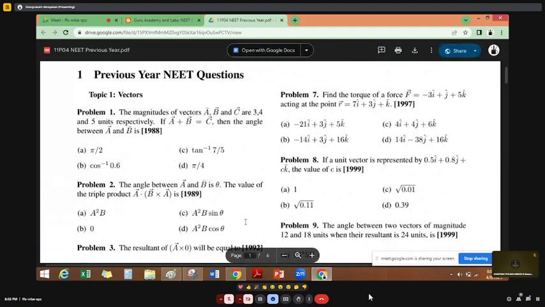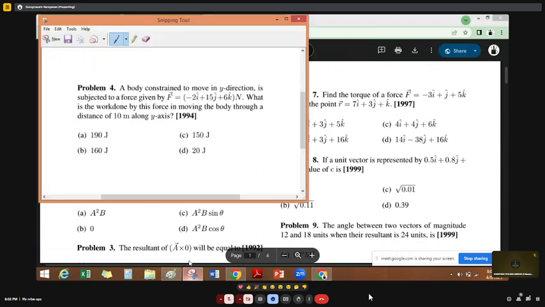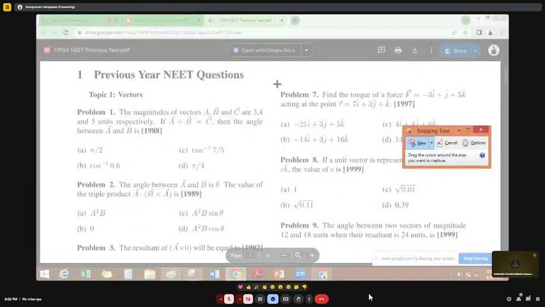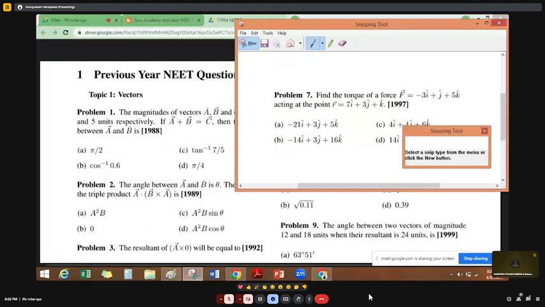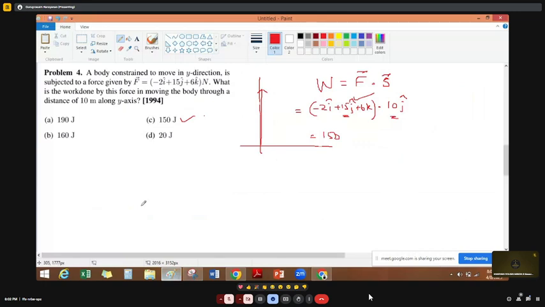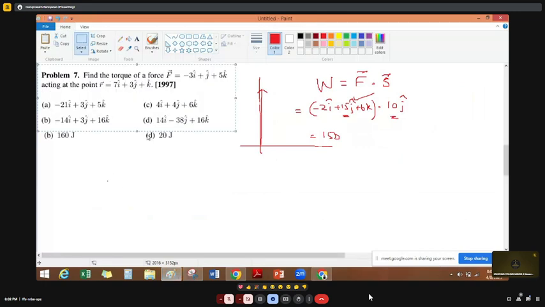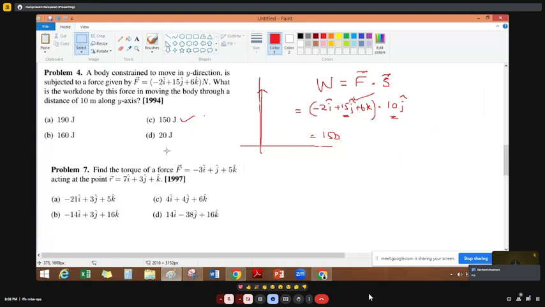Okay, how to do the 7th one? Find the torque formula, anybody? Rotation chapter long. Anybody remember the torque formula? R bar cross F bar, sir. I'm not hearing you properly. R vector cross F vector. Yeah. So that means it is a cross product.